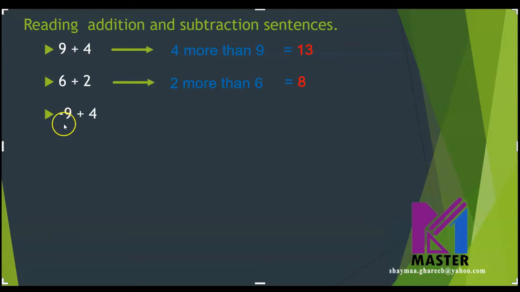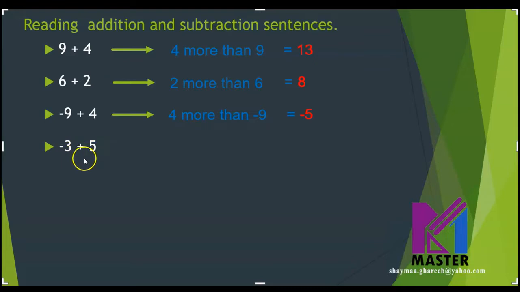What about if I have a negative number here? Negative 9 plus 4. It's still an addition sentence. So I will start with the number after the addition sign, and I will say 4 more than negative 9, which means I'm going to count on after negative 9 four steps. What comes after negative 9? We have negative 8, negative 7, negative 6, then negative 5. Then the answer will be negative 5, because negative 5 is 4 more than negative 9. Is this clear?